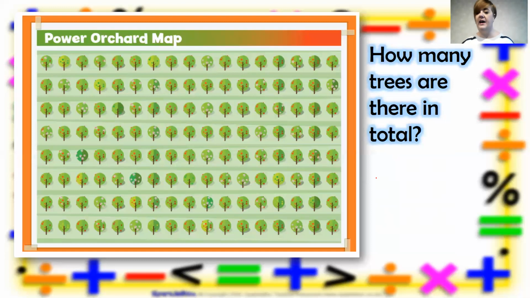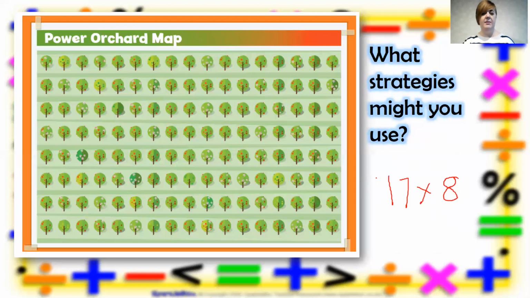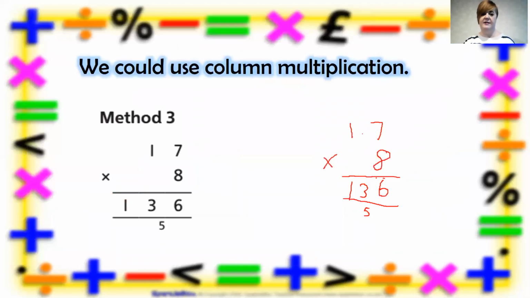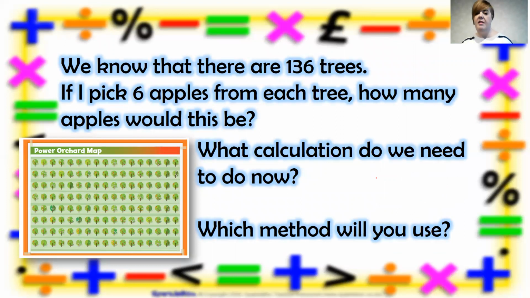How many trees are there in total? So we can say there are 136 trees in total. Okay. So let's have a bit of practice at one of those methods. We know there are 136 trees. If I pick 6 apples from each of those trees, how many apples would this be?